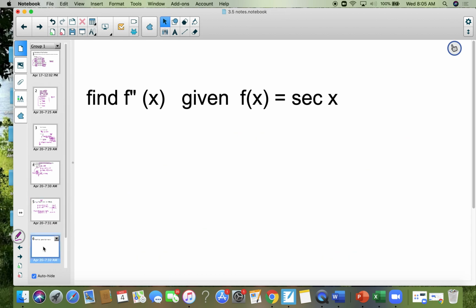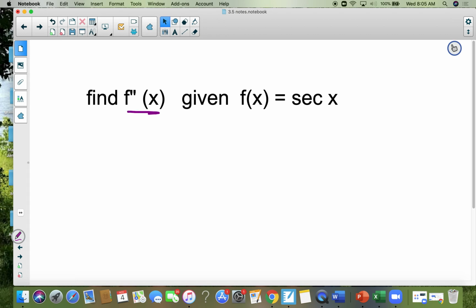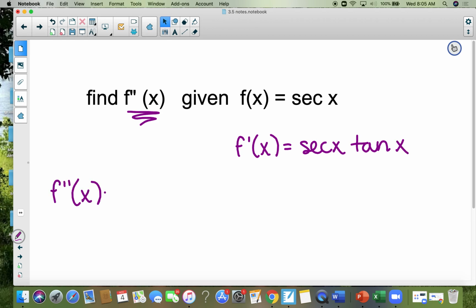We have 2 more problems to do. You have to find the double derivative for this one. So the first derivative of secant of x is secant of x tangent of x. But now we have to find the double derivative. You have to use the product rule. This is u and this is v.